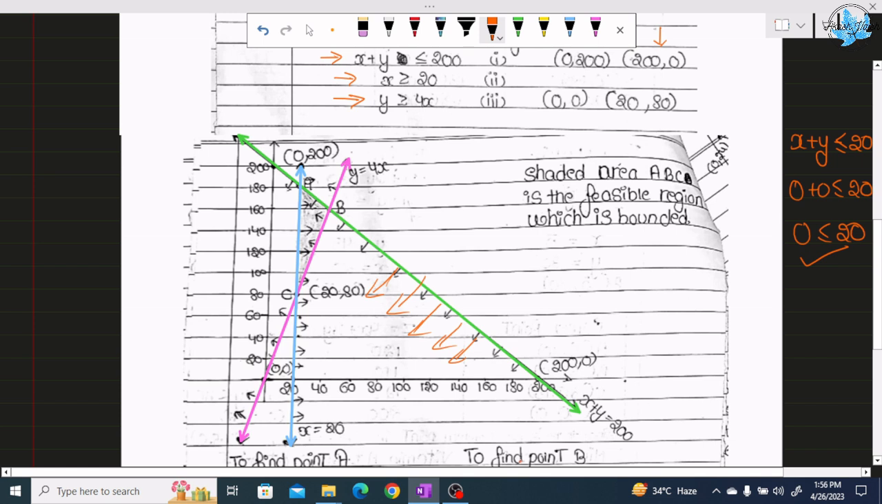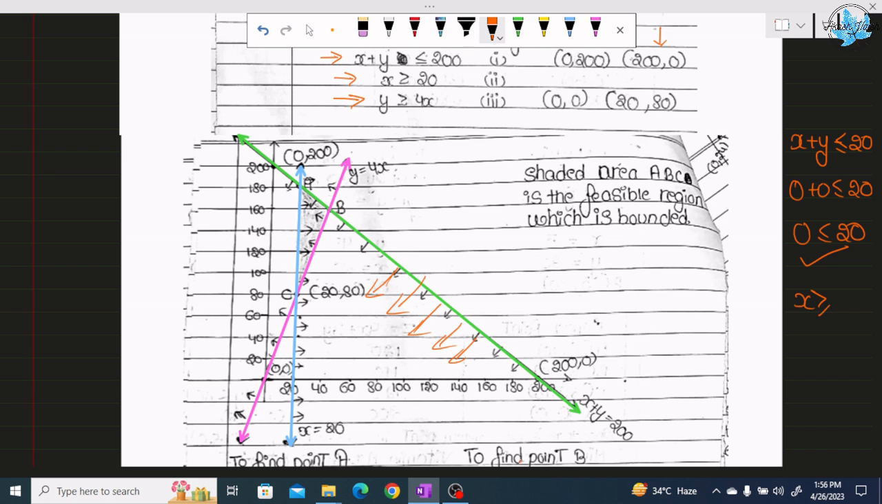Now come to the second part. The second part shows that x is greater than or equal to 20. When I consider the left side of the blue line, I will get the value of the x coordinate to be 0.